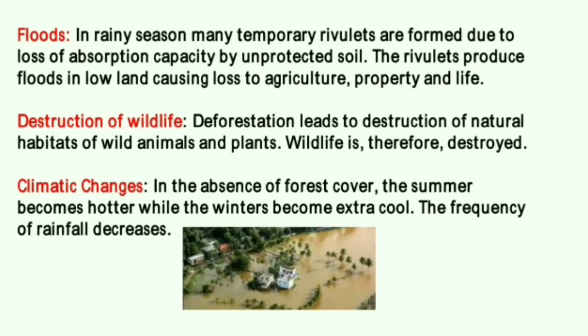Floods. In rainy season, many temporary rivulets are formed due to loss of absorption capacity by unprotected soil. The rivulets produce floods in low land, causing loss to agriculture, property, and life. Destruction of wildlife. Deforestation leads to destruction of natural habitats of wild animals and plants. Wildlife is therefore destroyed.